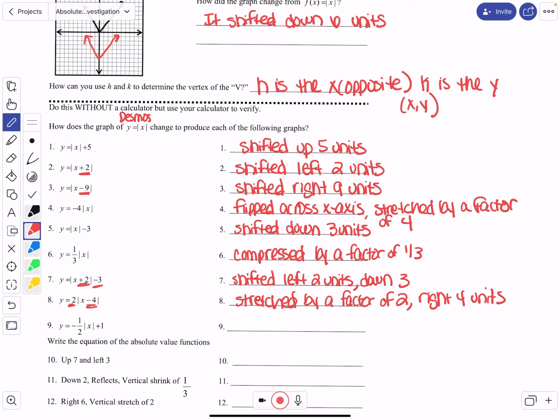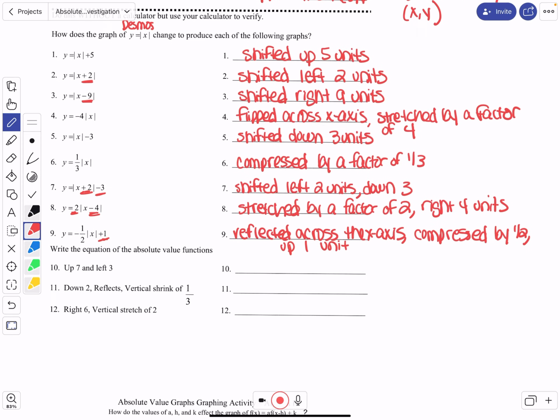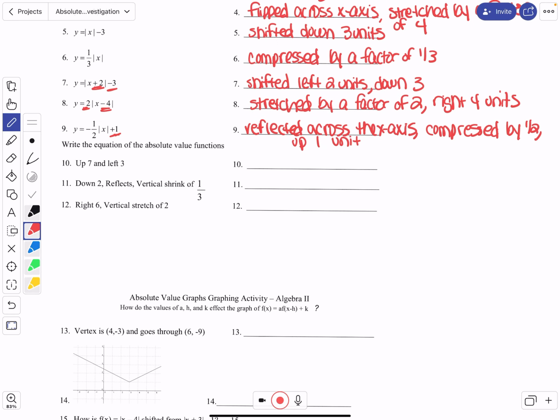And number 9, we got a lot going on in this one. So it is reflected across the x-axis. It is compressed by a factor of 1/2. And the +1 here on the end means it's going up 1 unit. Okay. So now let's write our own equation, okay?